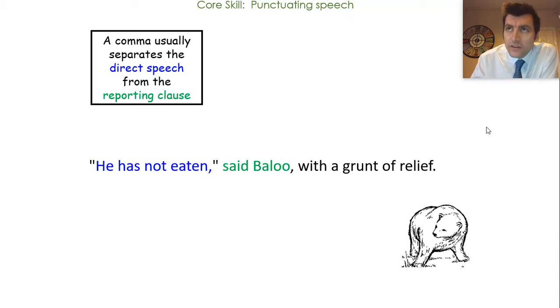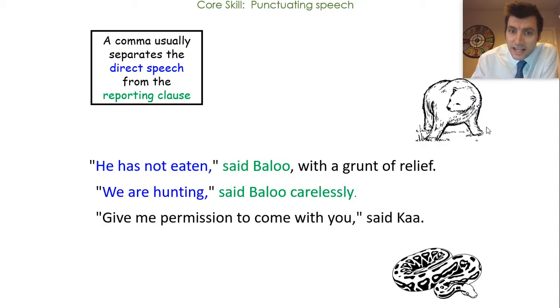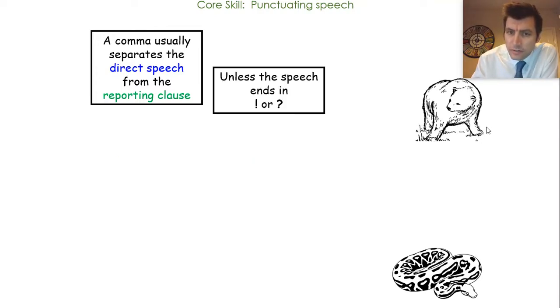A lot of you use that rich vocabulary to demonstrate a variety of different speech verbs, possibly embellished with an adverb to show who's speaking as part of the reporting clause. So it could be shouted Baloo. It could be screamed Baloo angrily. But as long as we've got that comma before the inverted commas, we are showing that we're punctuating the direct speech correctly. We are hunting, comma, said Baloo carelessly. So here we've got that adverb of carelessly. Give me permission to come with you, said Kaa. Okay, and again, that comma before the inverted commas.